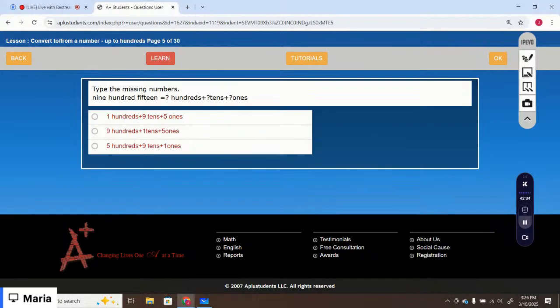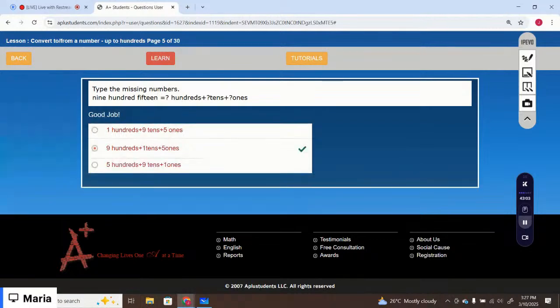Type the missing number 915. 900, 10, and 5 ones. Option number two is the correct option.